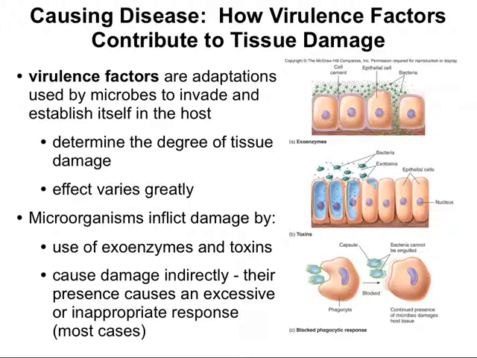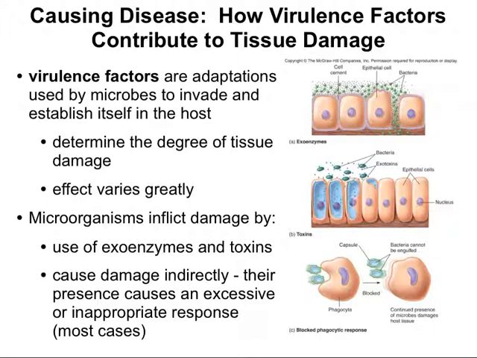Virulence factors are adaptations that microbes use to invade and establish themselves in the host. The virulence factors have a varied degree of effects. Depending on the virulence factor, we'll have different degrees of tissue damage. This effect varies greatly from microbe to microbe. For example, cold viruses do barely any damage, whereas the HIV virus severely damages tissues and even kills its host.